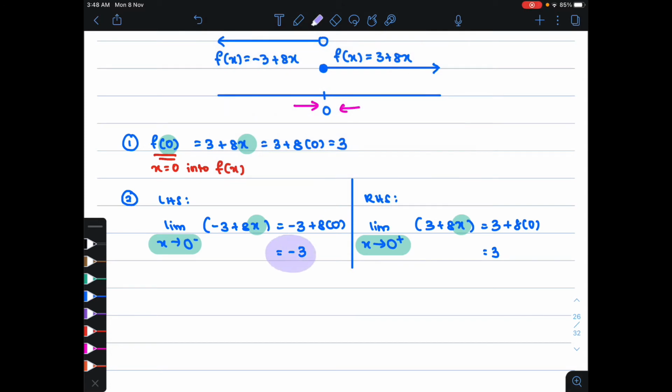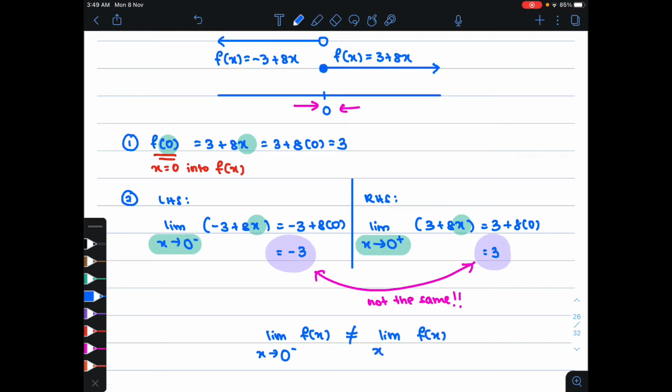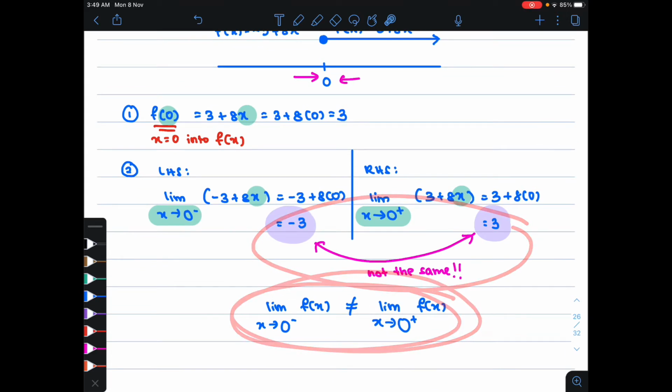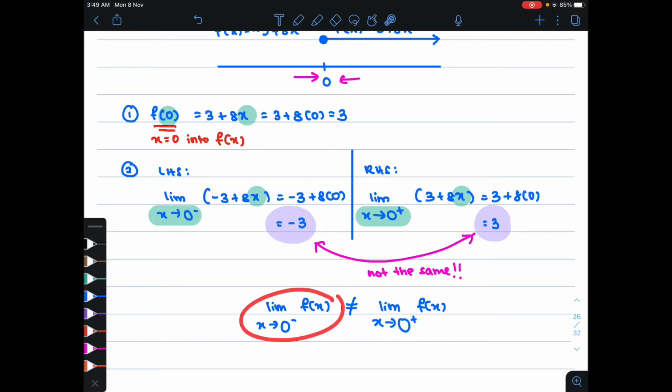So if you determine both answers on the left and right hand side, you can see that they are not the same. So you can write down limit f(x) as x approaches 0 negative is not equal to limit of f(x) as x approaches 0 positive. So you need to show this conclusion since they are not the same. Therefore, if the left hand side and the right hand side limits are not the same, does the limit exist? The answer is no. The limit f(x) as x approaches 0 does not exist.